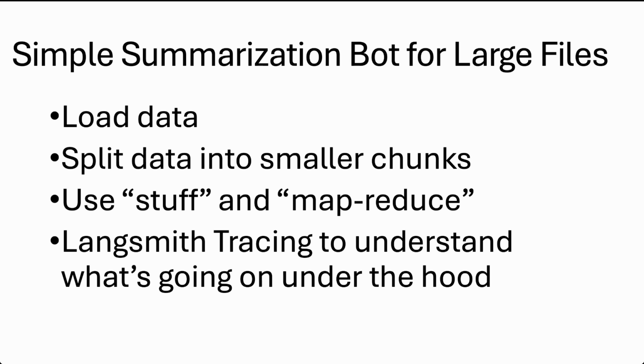So we'll load the PDF, split the data into smaller chunks, and then use a summarization method, where I'll show you what stuff and map reduce are. Stuff, for your knowledge, is for when you can send the entire document or text as part of the prompt. Map reduce, on the other hand, is about taking those smaller chunks, summarizing them, and then taking all those summaries and generating a bigger, more mature summary of the entire document.